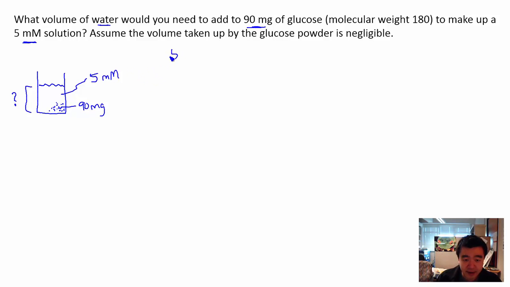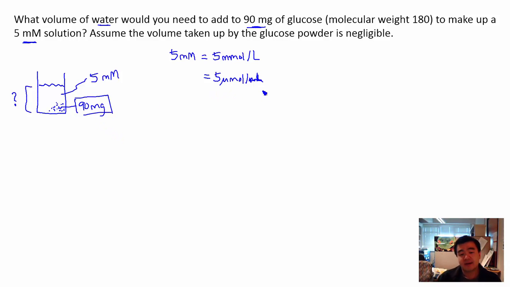Okay, so this is going to be a bit complex. Let's pry apart the 5 millimolar. Okay, so 5 millimolar is equal to 5 millimoles per liter. Okay, this is equal to 5 micromoles per mil. Now, we don't know what to do with this yet because we need to actually figure out how many moles or how many millimoles of glucose we actually have.